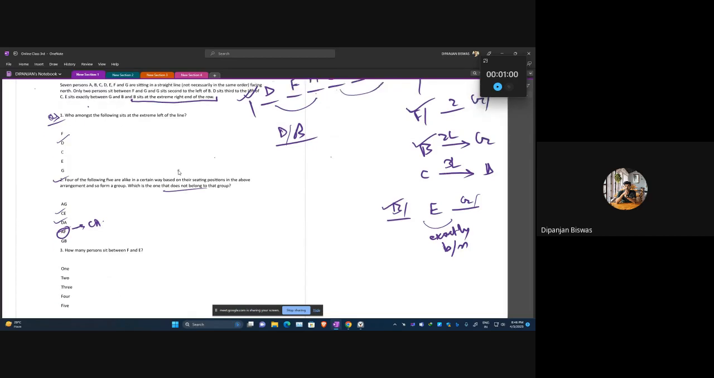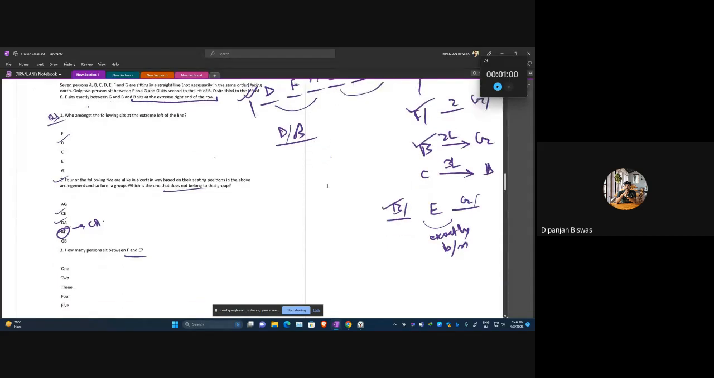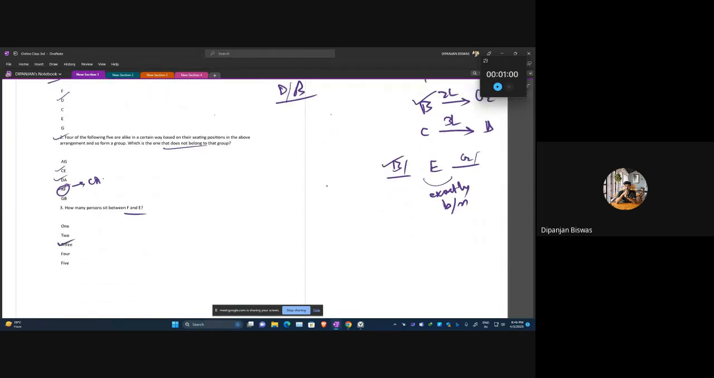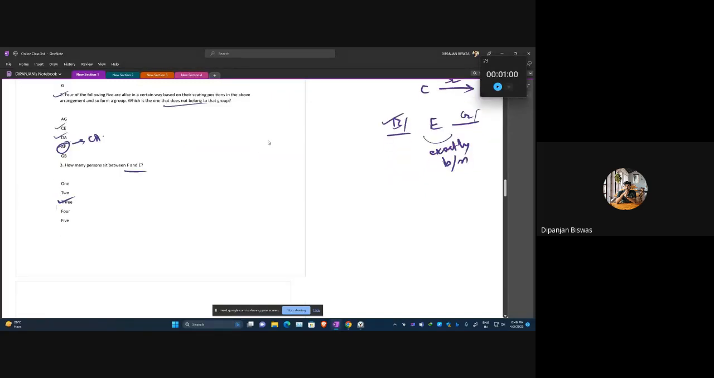Moving to question number 3, how many people sit between F and E? As you can count, 1, 2, 3, 3 people are sitting between F and E. So 3 is our correct answer. I hope this is clear to everyone. So we'll move to our next linear seating arrangement.